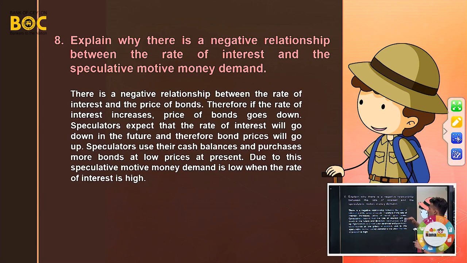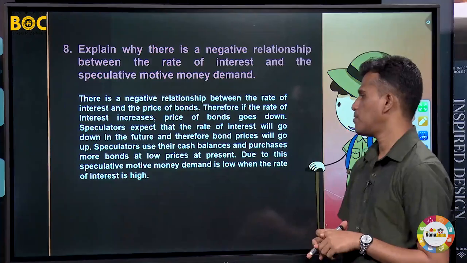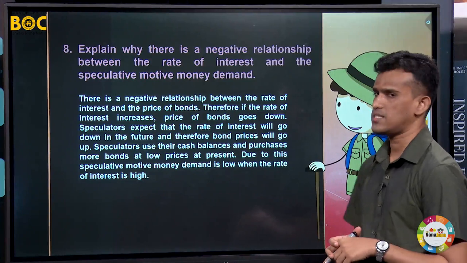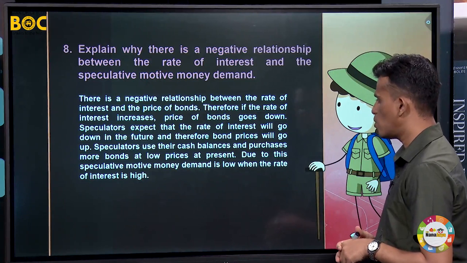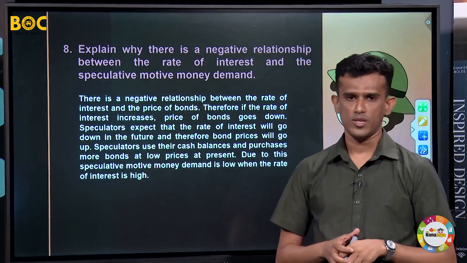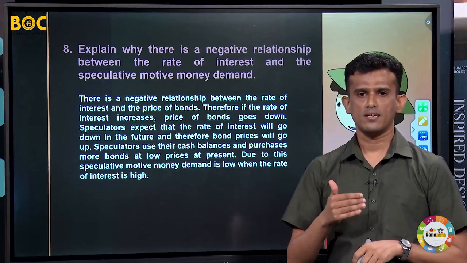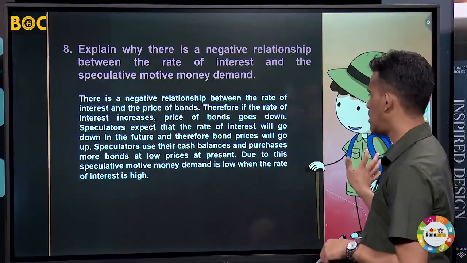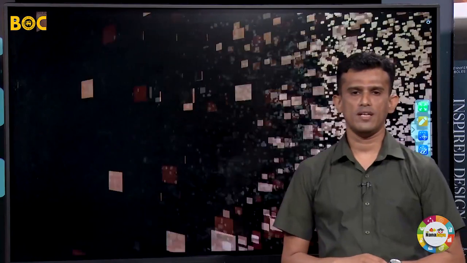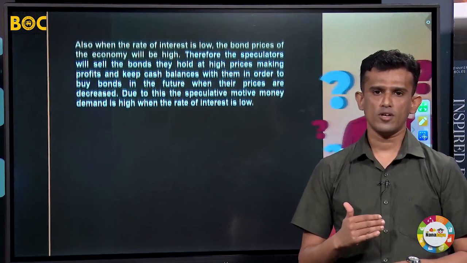Right? Therefore, if the rate of interest increases, the price of bonds goes down. Speculators expect that the rate of interest will go down in the future and therefore bond prices will go up. Speculators use their cash balances and purchase more bonds at low prices at present. Due to this, speculative motive money demand is low when the rate of interest is high. So in this section, we explained how the speculative motive money demand goes down when the rate of interest is high. So in a separate section, we will explain how the speculative motive money demand is high.